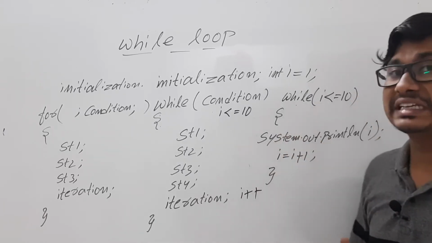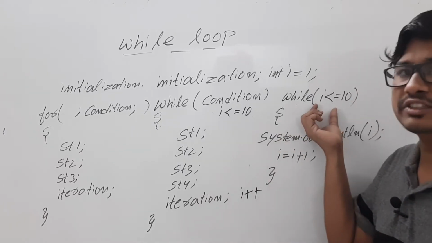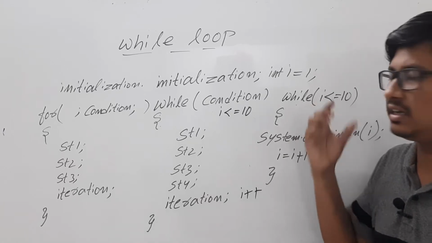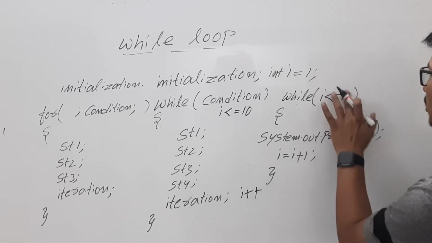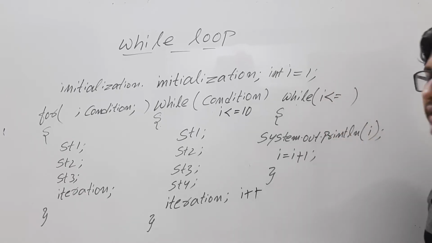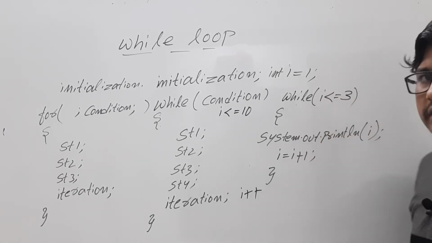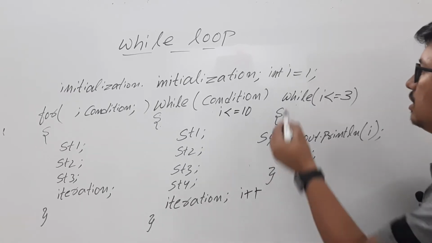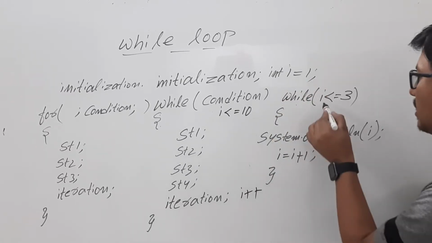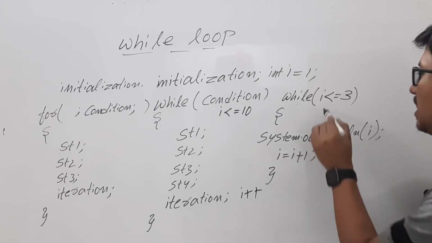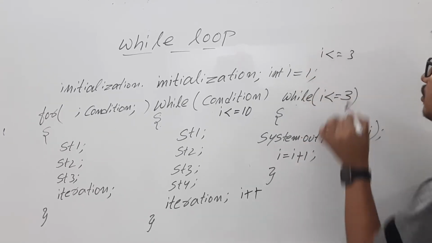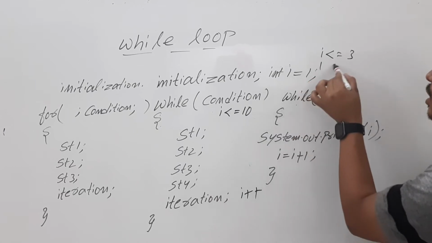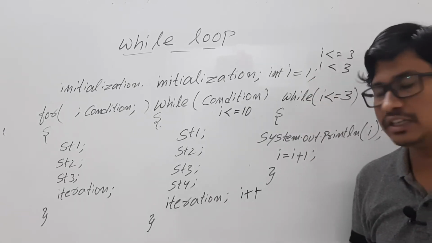When the i value is greater than 10, this condition will fail. Is it clear? If you want the tracing, we can do it also. Instead of 10, let me write 3 here so that the tracing can be done very easily. So i = 1, and what is the condition? i <= 3. What is the i value? 1. 1 is less than 3. Yes, the condition is true.